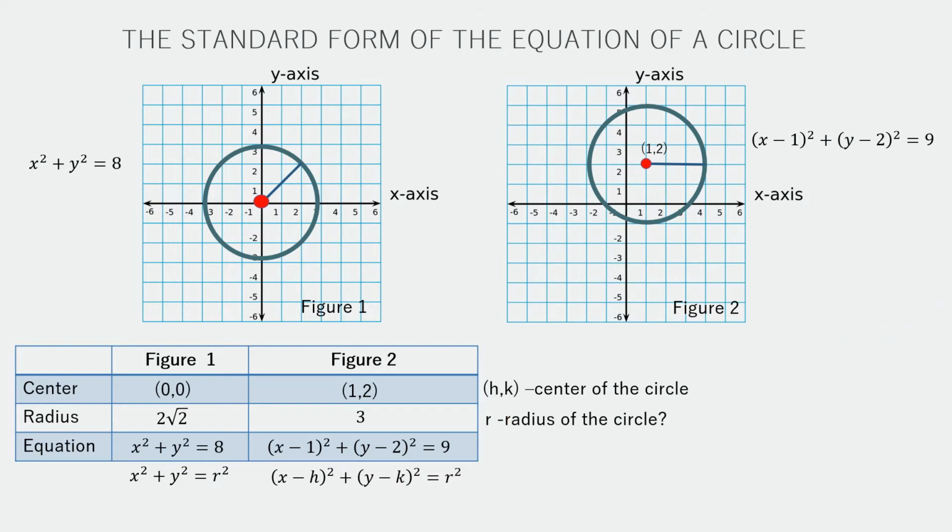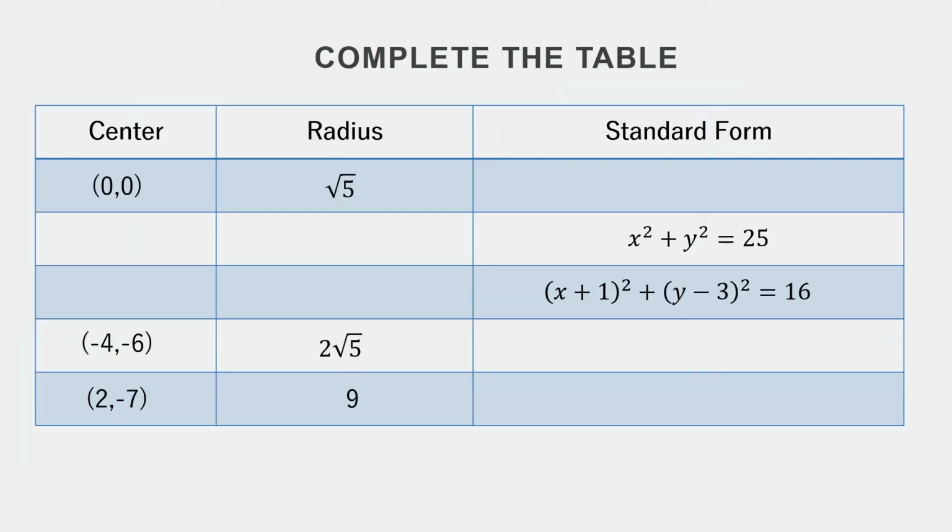So let's take a look at this example. It is activity-based actually. So complete the table. So we have this center which is 0, 0 and the radius 5. So just looking back at figure number 1, we can have this equation: x squared plus y squared. We're going to square the value of the radius to get the standard form, the value on the right side.